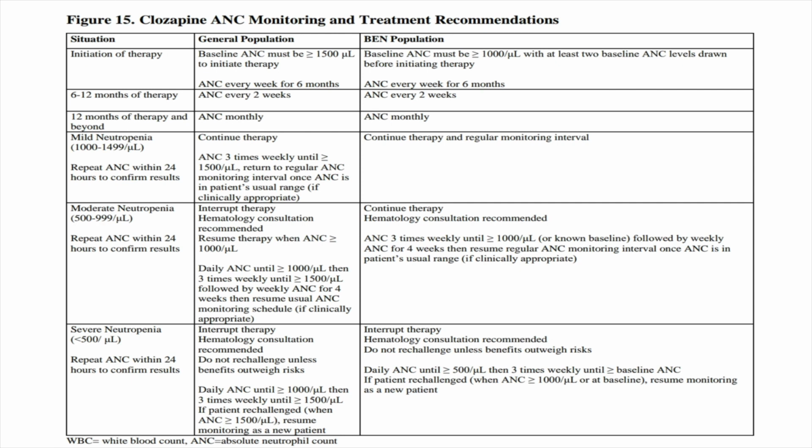Continue therapy as is. But in general, for neutrophil monitoring, we monitor every week for the first 6 months of therapy, and then for the next 6 months, we monitor the ANC every 2 weeks. Then after 12 months, we can move it down to monthly.